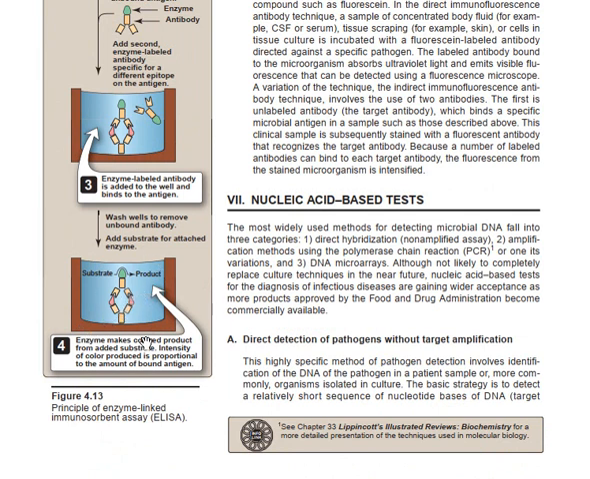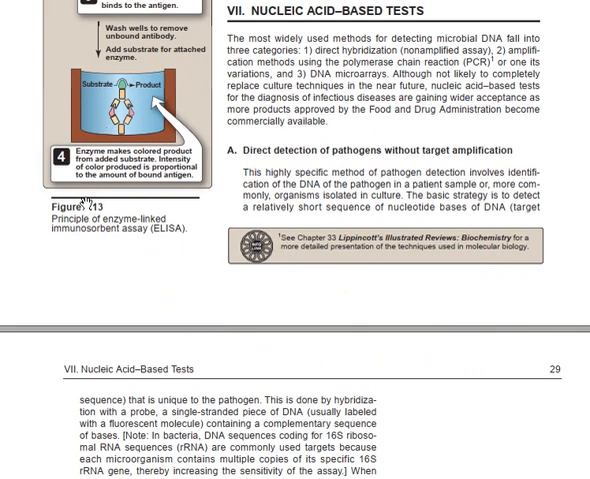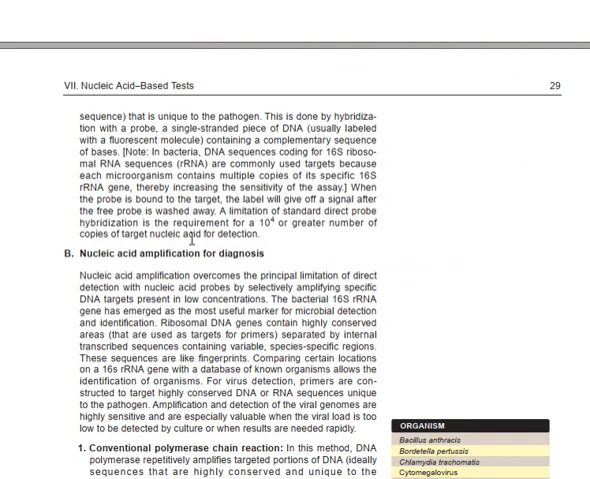The enzyme makes a color produced from the added substrate, with intensity. So now there is an enzyme at the terminal here, and you add another substrate that the enzyme is going to act on. Is it clear? So if there is a conversion in color of that substrate that the enzyme acts on, it means that there is a positive ELISA test. It means that the antigen was actually found in that first specimen. Is it clear? So this is the enzyme-linked immunosorbent assay.